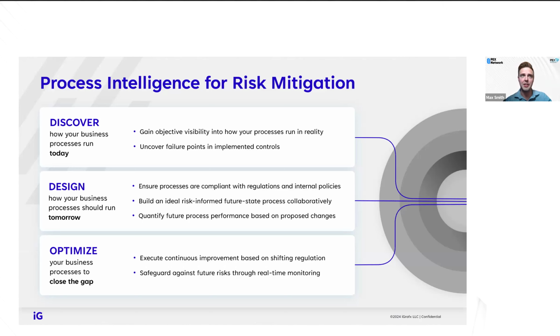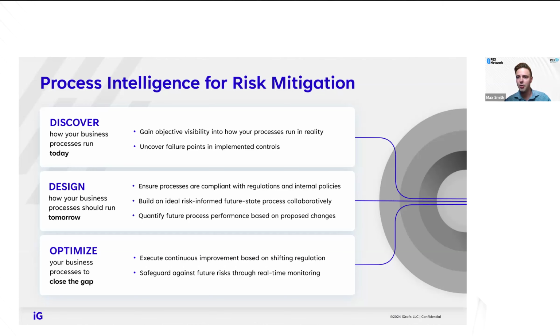And then lastly, you want to quantify future process performance, both from a business performance standpoint as well as a risk performance standpoint, based on any changes that you're making when you're reacting to this regulation. And you can do that through things like process simulation. We'll talk about that a little bit more when we have the discussion in just a second here. And then lastly, as you're optimizing the process, you're making the changes, and those can be people, process, or technology changes as you're rolling them out.